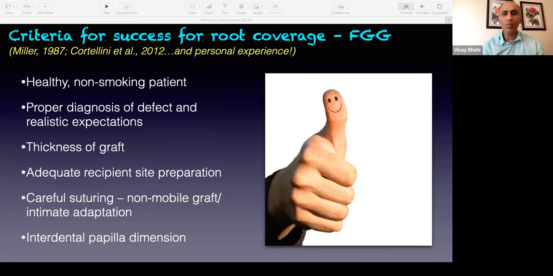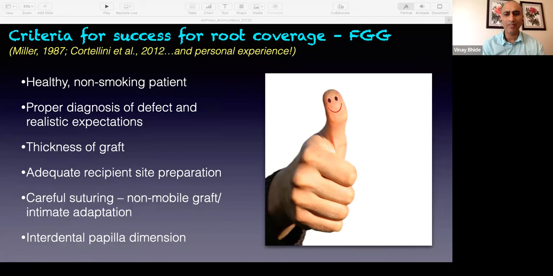We want to prepare our site adequately. We don't have the same forgiveness with a free gingival graft that we do with other procedures that may have more blood supply inherently. So we want to draw from the periphery. And that's why with my free gingival grafts, I'll actually make my recipient sites a little bit larger, because I want to draw from that adjacent tissue for blood supply. We want to have a graft that is not mobile. Careful suturing is very, very important, with intimate adaptation of the graft. And the interdental papilla dimension does matter.